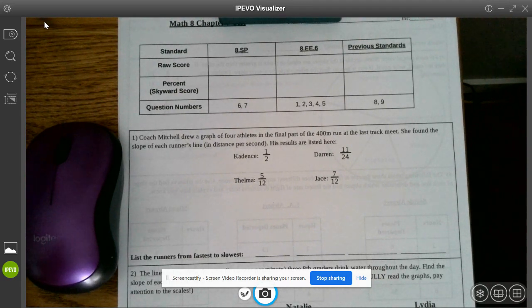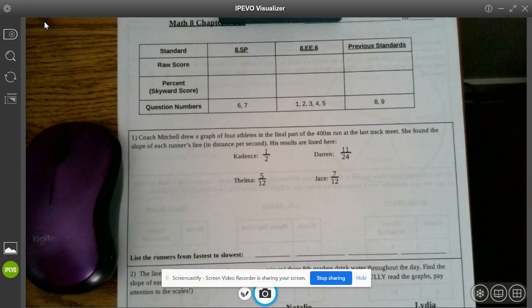So it says, Coach Mitchell drew a graph of 4 athletes in the final part of the 400-meter run at the last track meet. She found slope of each runner's line in distance per second. His results are listed here. So we have Cadence, Thelma, Darren, and Jace.